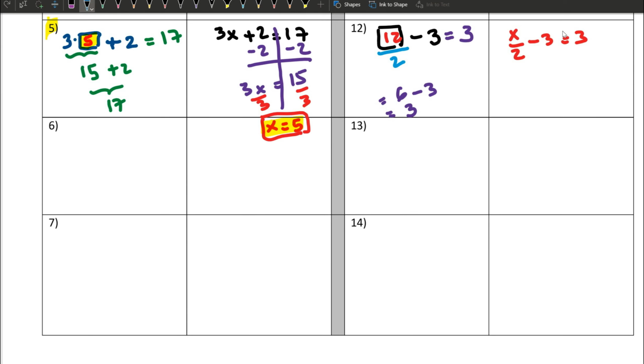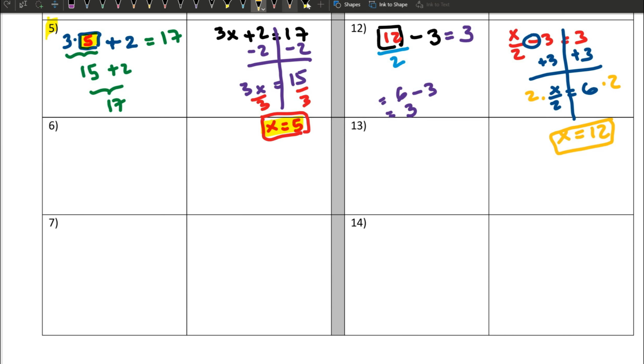Then we solve for x. To isolate the x, you're going to add 3 to both sides. x over 2 equals 6. And then to continue isolating the x, you're going to multiply both sides by 2. So x equals 12 as the final answer. And this one matches the date of the month.